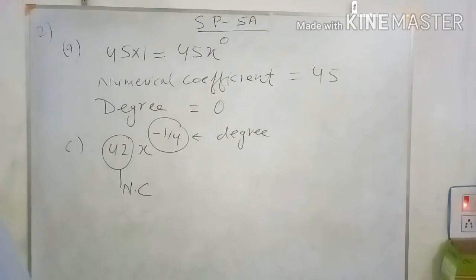Now in question D, 9b. 9 is the numerical coefficient, and the degree of 9b is 1. Okay.